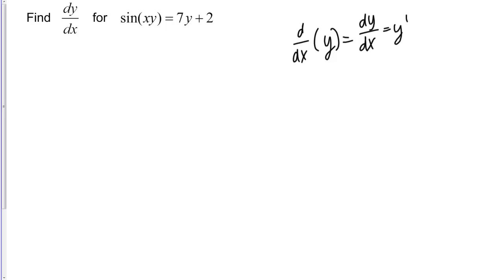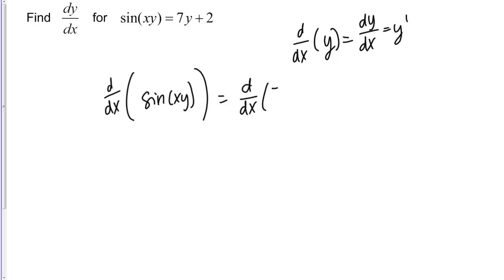Find dy/dx for sine of xy equals 7y plus 2. Okay, so we want to take the derivative with respect to x of both sides. The derivative with respect to x of sine xy equals the derivative with respect to x of 7y plus 2. So what about the left-hand side? We're going to have to use the chain rule on this because we have an outer function and an inner function. We don't just have sine of x, we have sine of x times y.